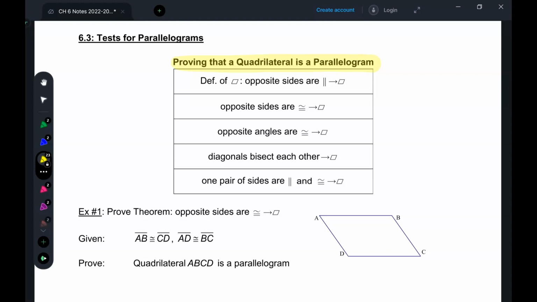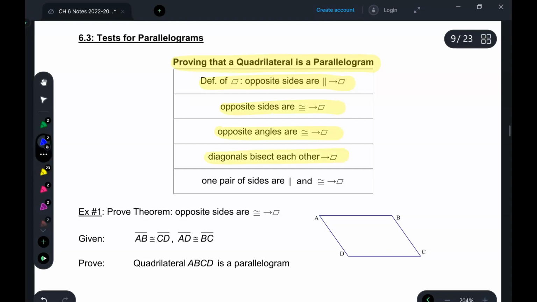Remember when we would talk about proving alternate interior angles are congruent, you'd have to have parallel lines. What if you have alternate interior angles congruent? That proves the lines are parallel. That's the converse. So this is the same idea, but with parallelograms. There's only one new one. Yeah, these are all converses of 6.2 theorems.